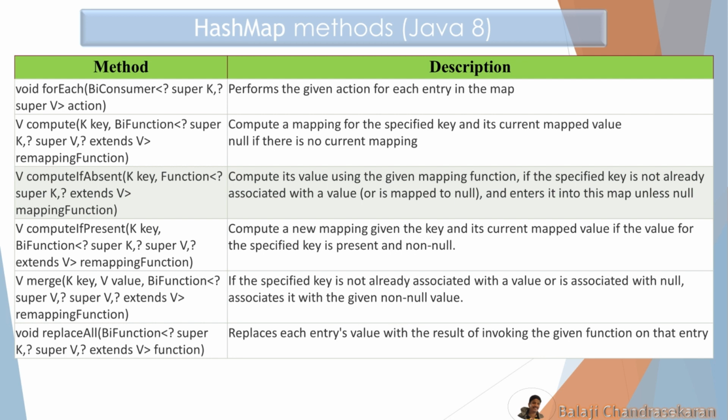These methods provide powerful tools for working with HashMaps in a functional style, allowing for more concise and expressive code. They make it easier to perform common operations such as iterating over the entries, updating values based on certain conditions, and merging maps together.